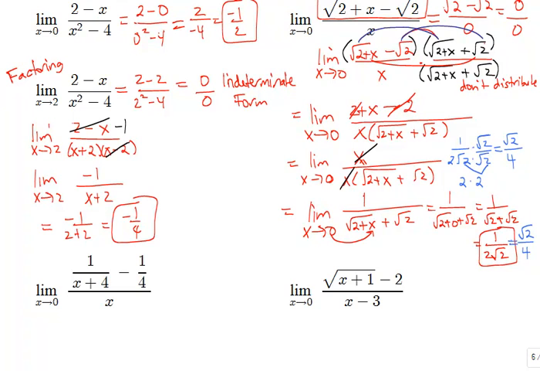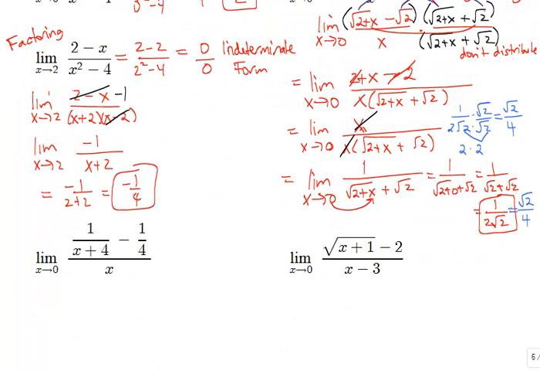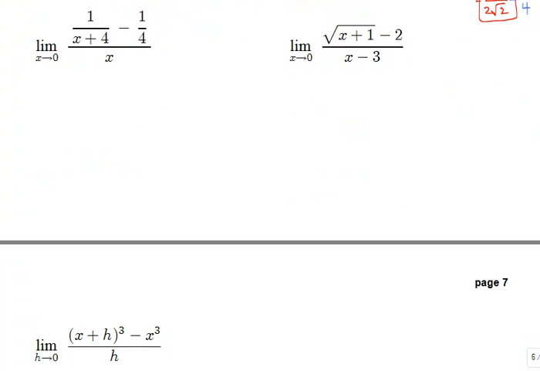Okay? So when you have a limit involving radicals that starts out as an indeterminate form, the strategy to try for that is to use a conjugate and multiply the top and the bottom by the conjugate of the expression that involves the radicals. Okay? Let's try another example.